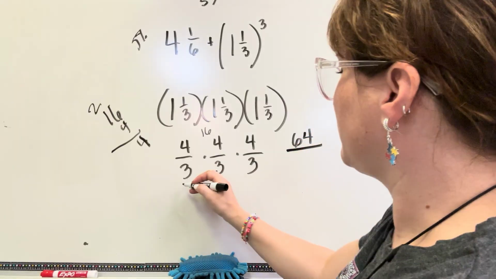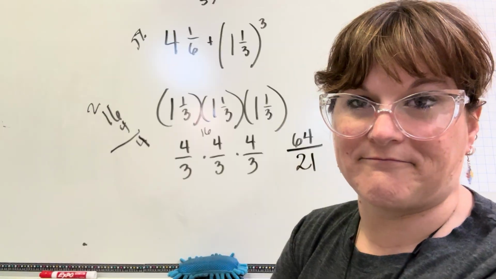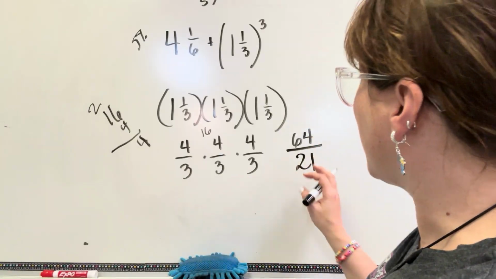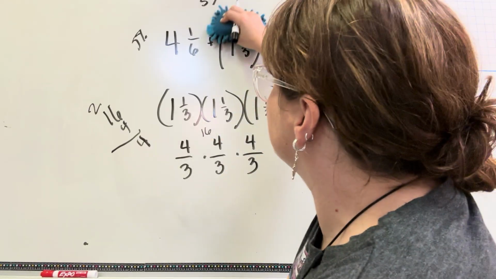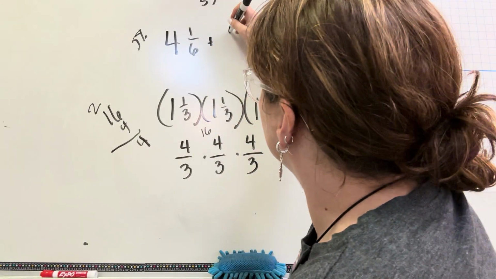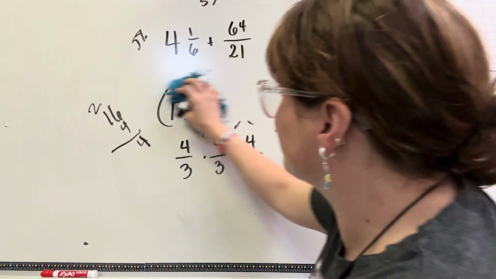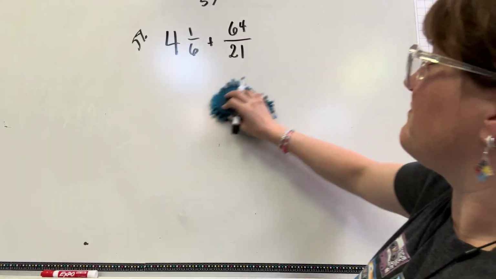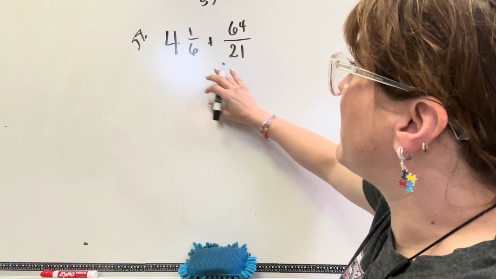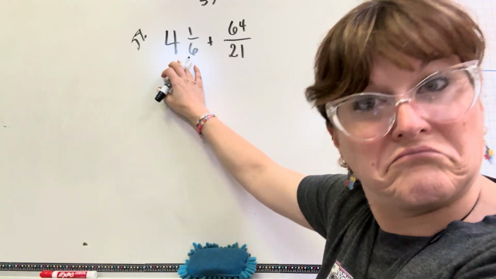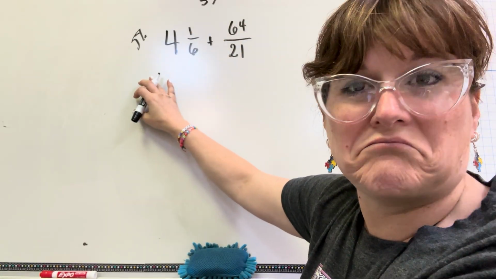Okay, then 3 times 3 is 9. 9 times 3 is 27. Now that I have this, I need to go back and put it here. So I have 64 over 27. Now, I could simplify this. I could make that improper. Because this is improper, I might make this improper.